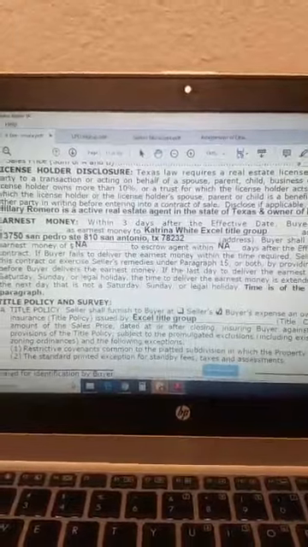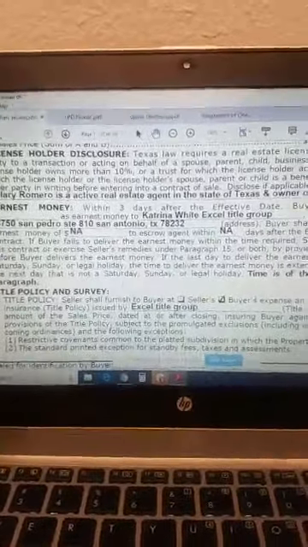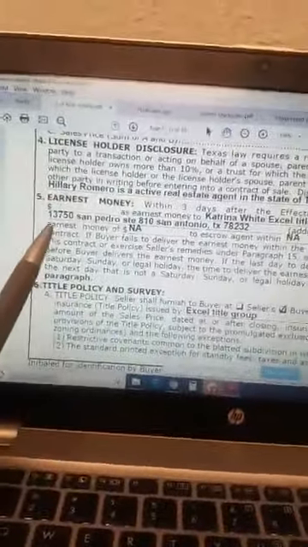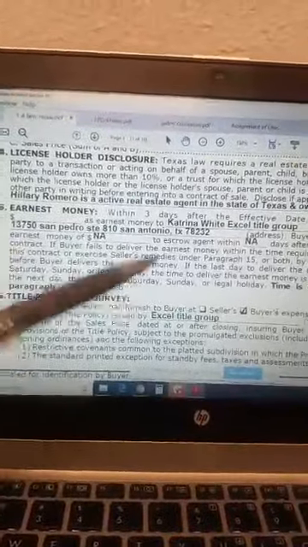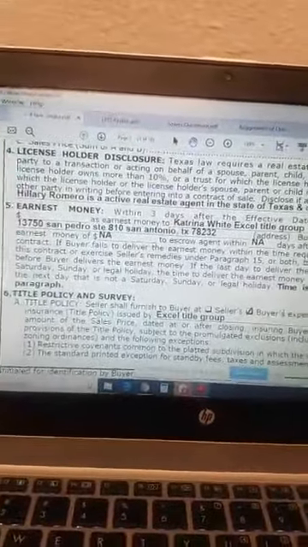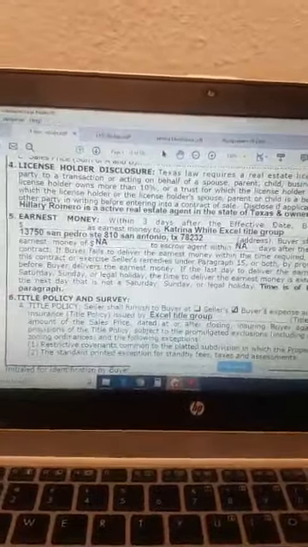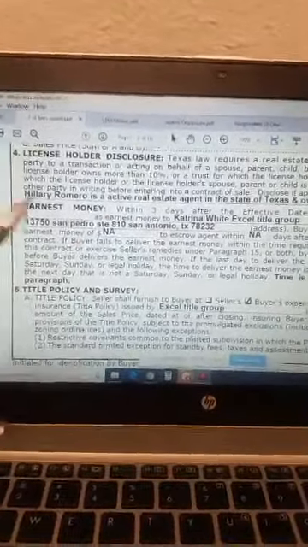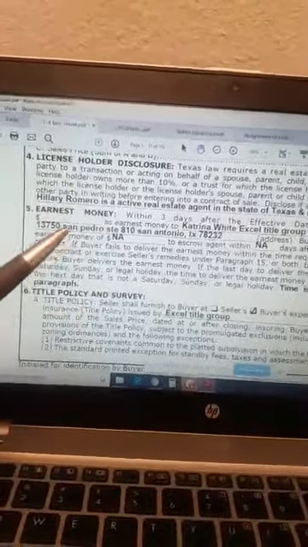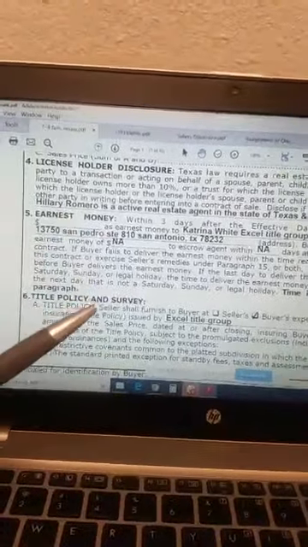Next deal is the earnest money. Now, this is very important here, guys. Earnest money with the title company. This is the title company we use. We use several different title companies. This one has Katrina White at Excel Title. Okay. As you can see, this is already filled out because this is my template that I use. All I got to do is plug and play.